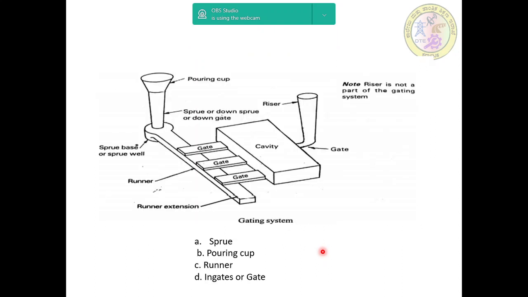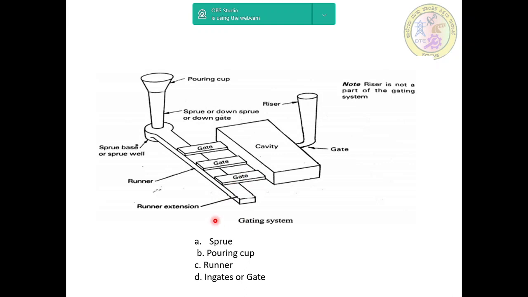Here the figure shows the concept of the gating system. The term gating or gating system refers to all the channels or cavities through which the molten metal flows to reach and fill the mold cavity. This is a simple example of the concept of a gating system.